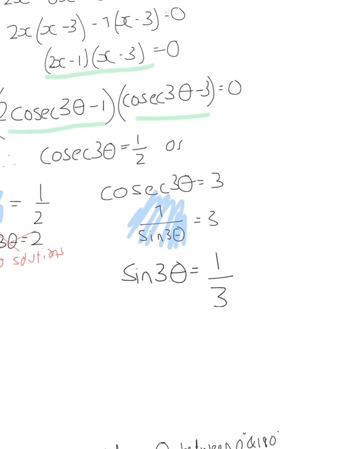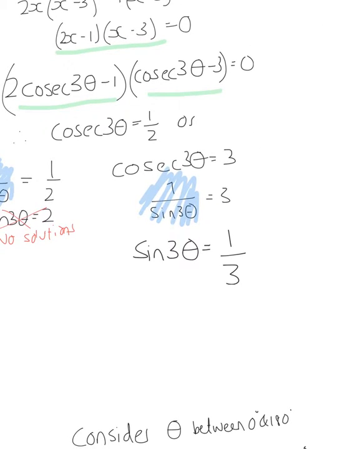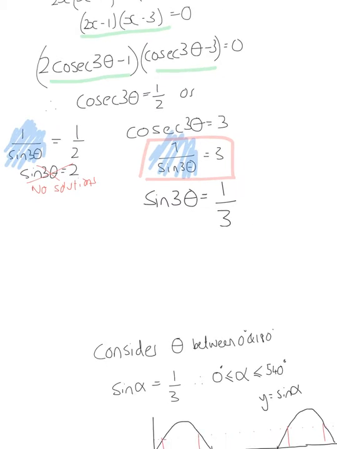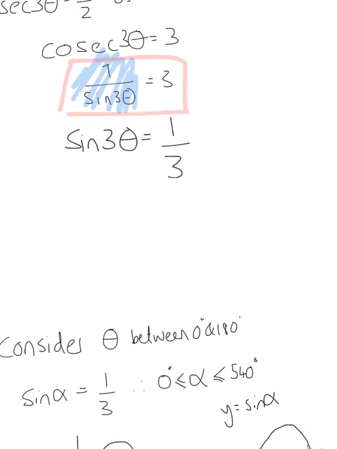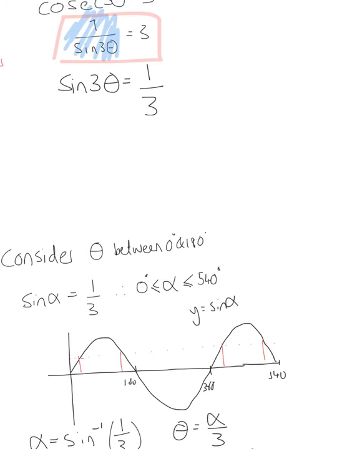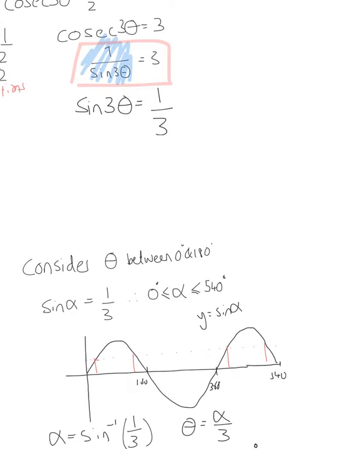So then we've got sine 3 theta is equal to a third if we rearrange this thing highlighted in that red box there. If you rearrange that, you get sine 3 theta is equal to 1/3. Now we're going to have to solve this. So we've got sine 3 theta is a third. What we need to do is solve it for 3 theta, and then we can divide that by 3 to work out what theta is.